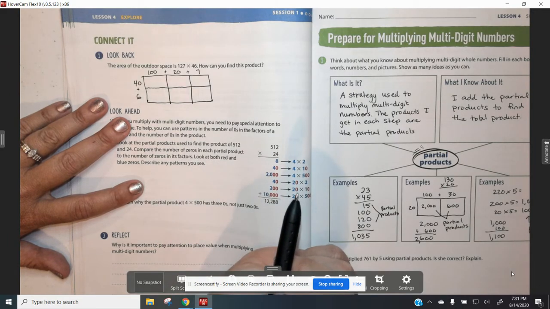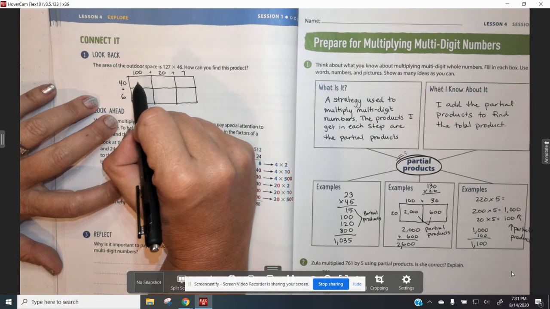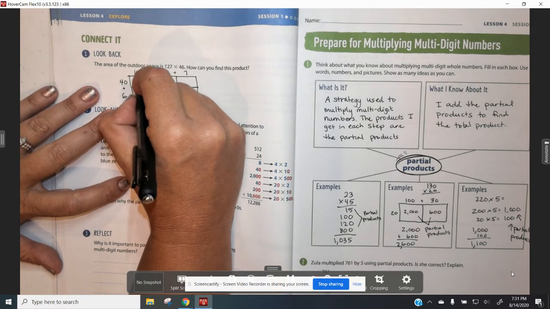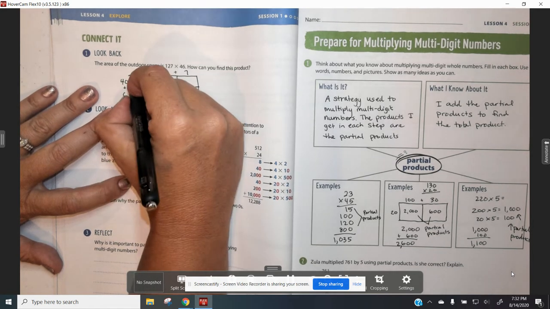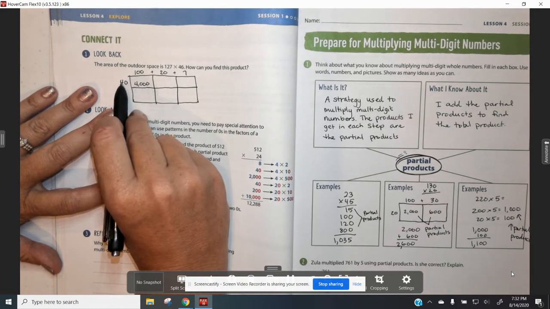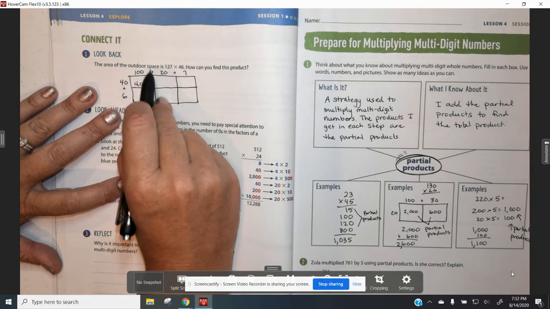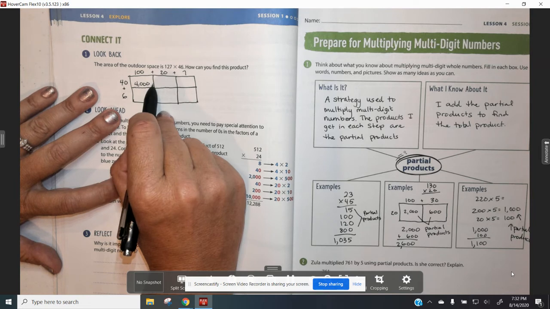That's why we call it the window method. Now on the last page, they started it out for you because they let you know that this part of the window right here was 4,000 square feet. The way that they got that number was they said, what is 40 times 100? 40 times 100 is 4,000.